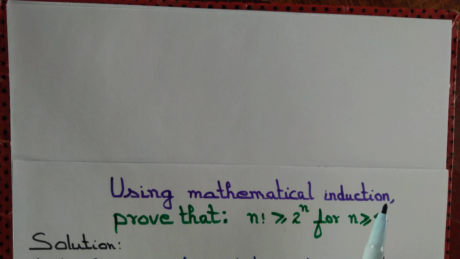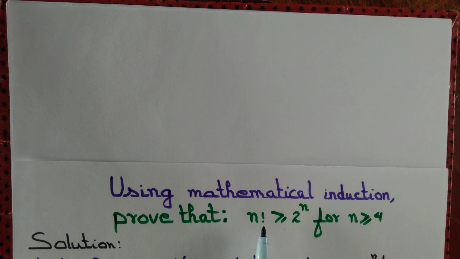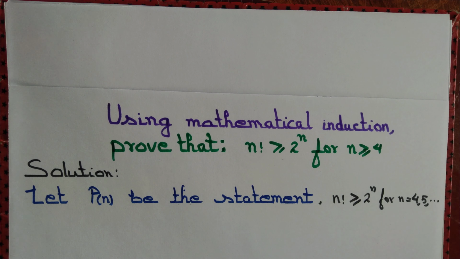Using mathematical induction, prove that factorial n is greater than 2 to the power n for n greater than or equal to 4. Mathematical induction involves 3 steps. First one, we need the statement. So let P(n) be the statement: factorial n is greater than or equal to 2 to the power n for n equal to 4, 5, 6, 7, and so on.